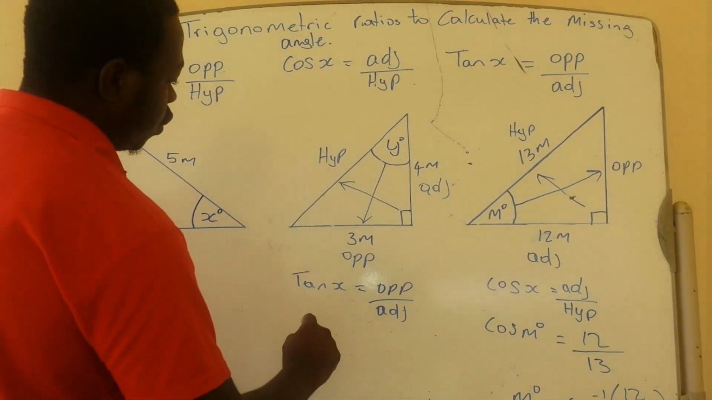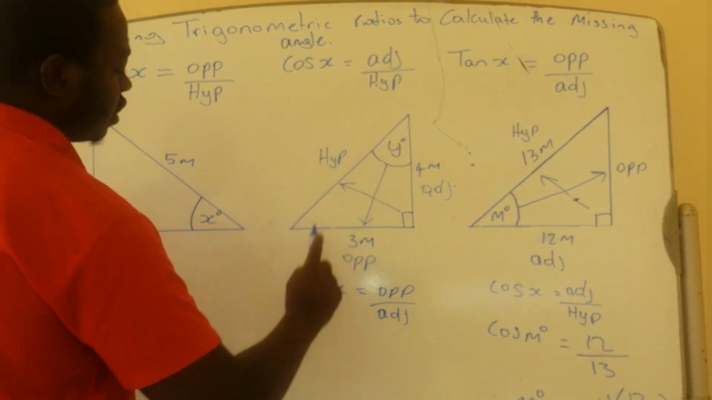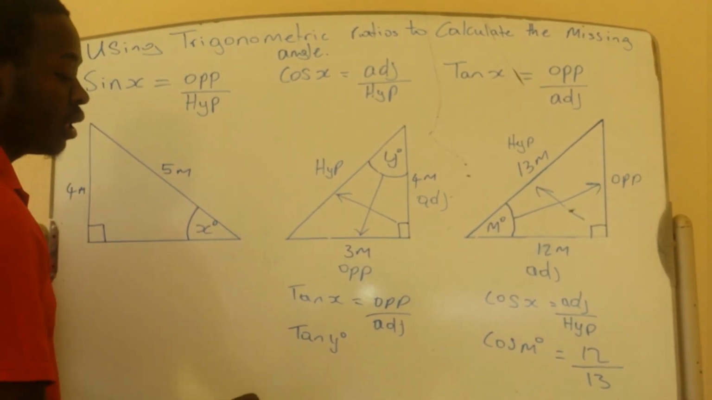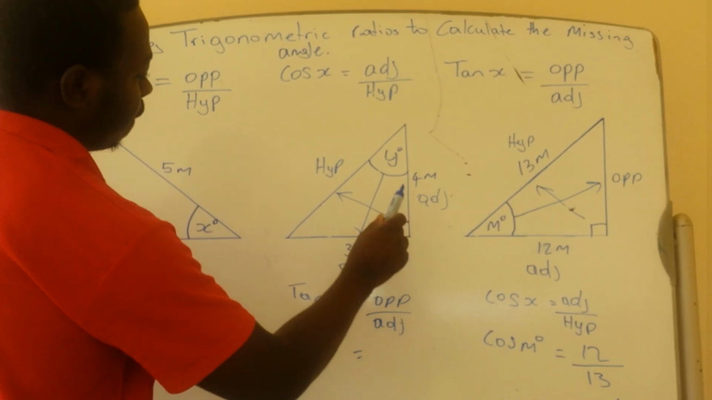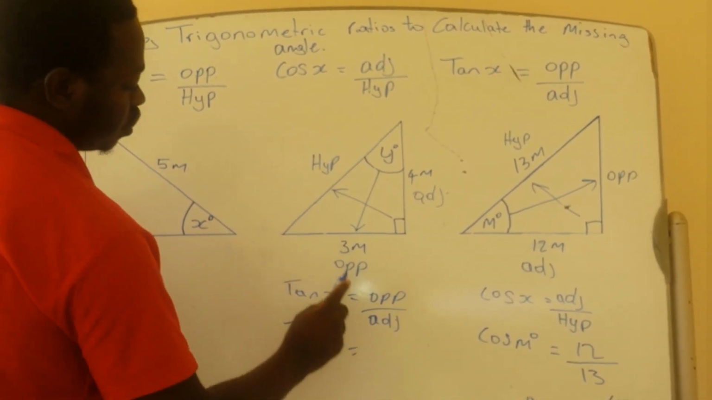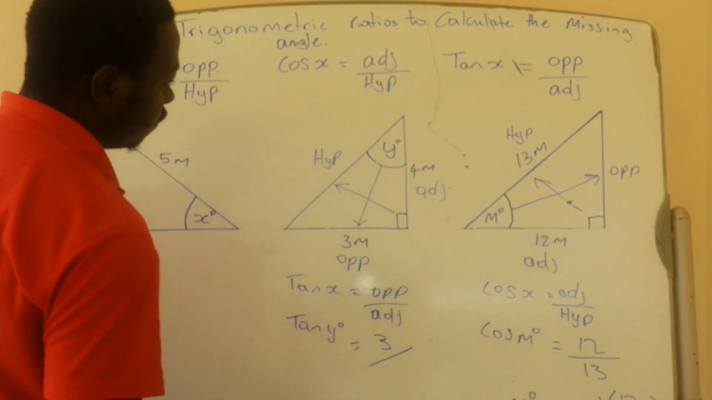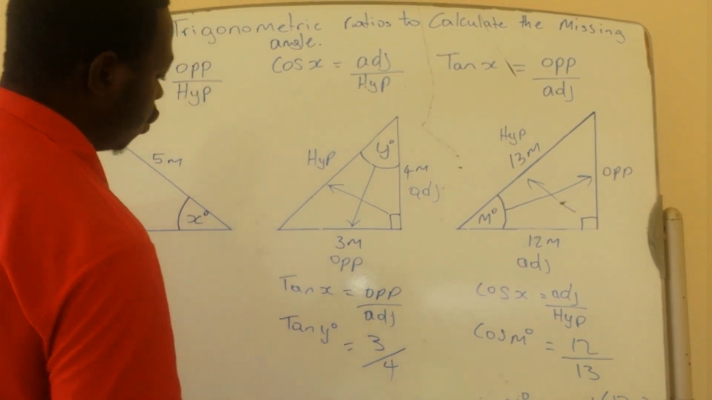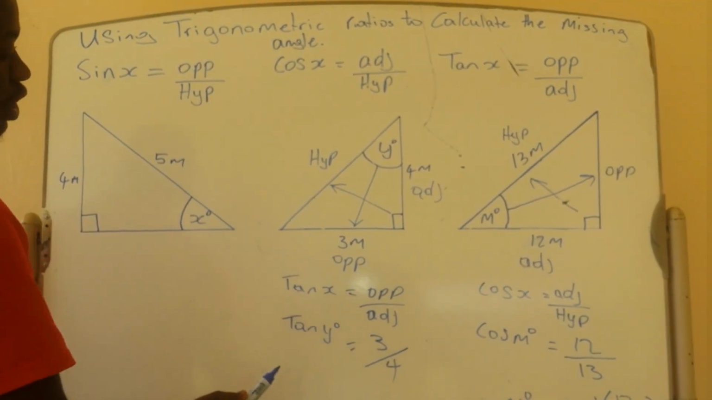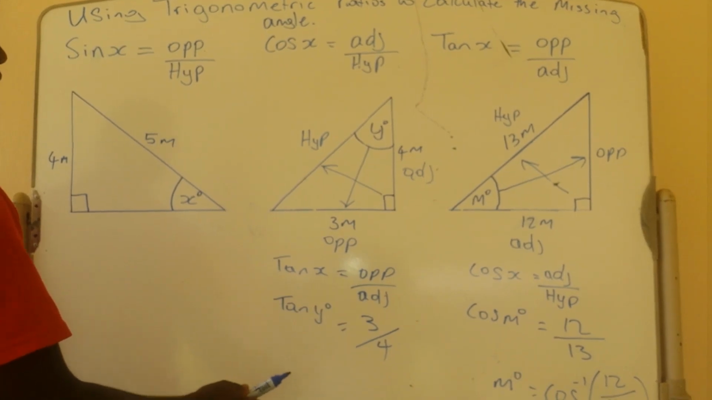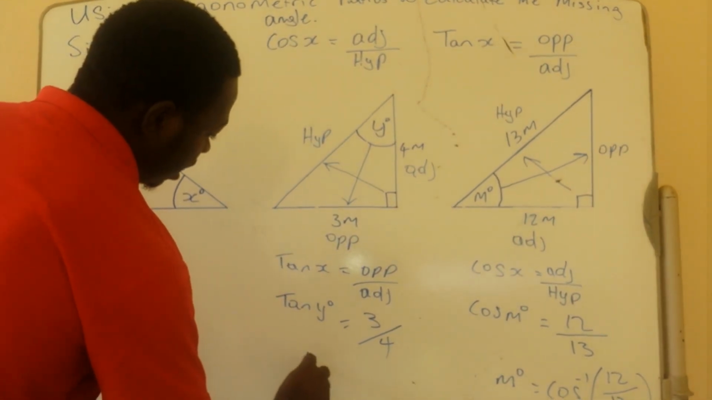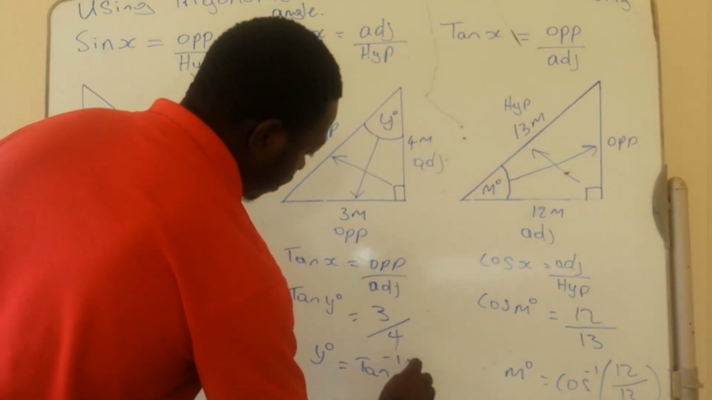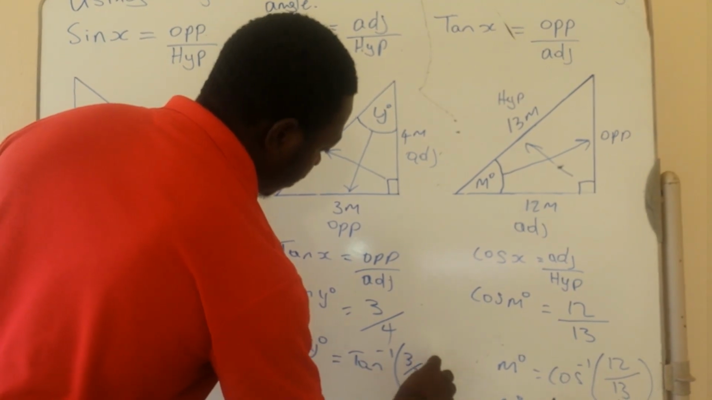Now we know that x here is y degrees in this case, so tan y degrees is equal to the opposite. So opposite length is 3, so this is 3 all over the adjacent length, which is 4. Now we know that for us to find the angle, we need to take the inverse of the ratio. So y degrees is equal to tan inverse of 3 over 4.